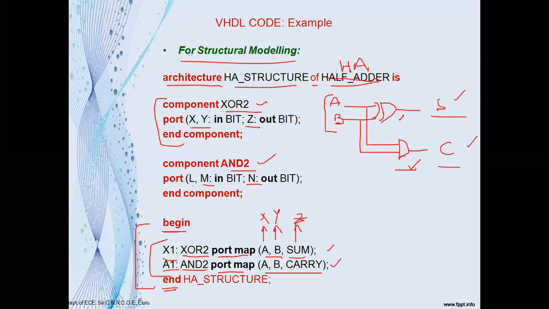In structural level modeling, we use the circuit diagram. We take the circuit components and interconnect them. To do all these things, we require the component declaration and the component instantiation. So do you understand this? Yes, sir. So these are called the levels of abstraction.